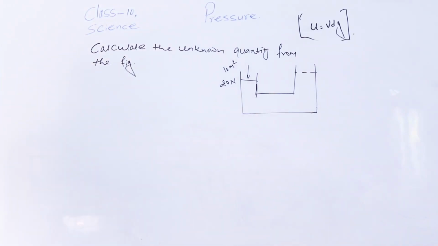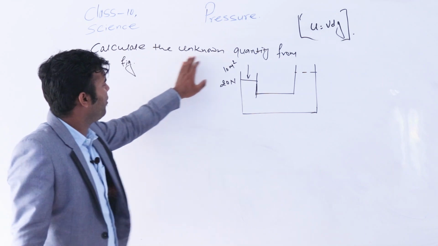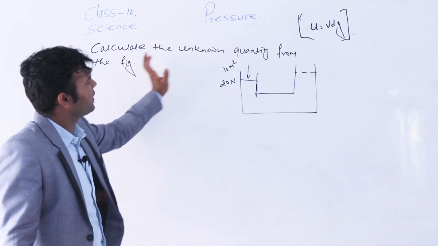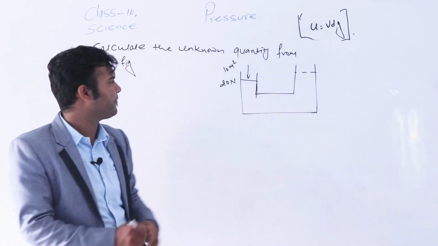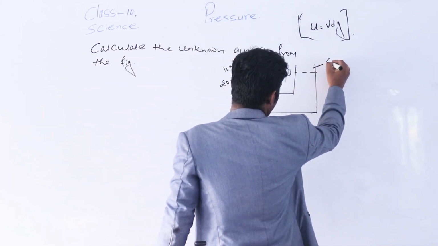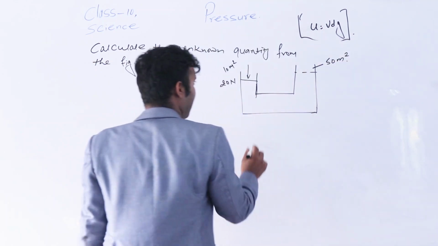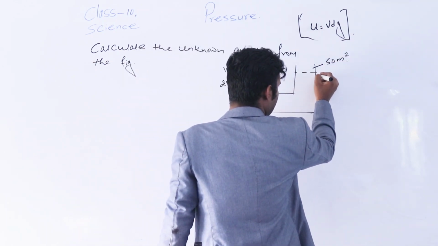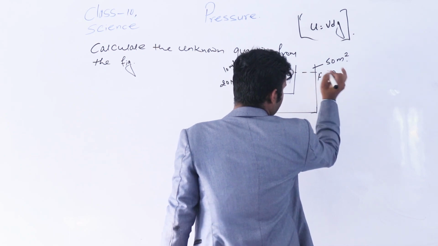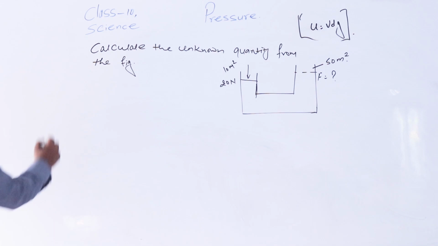Please write a few homework questions for your study at home. Number 1: calculate the unknown quantity from the figure. Study the given diagram and calculate it. 50 meter square. Point A, F is equal to what? I think you should calculate this one, isn't it? Okay.